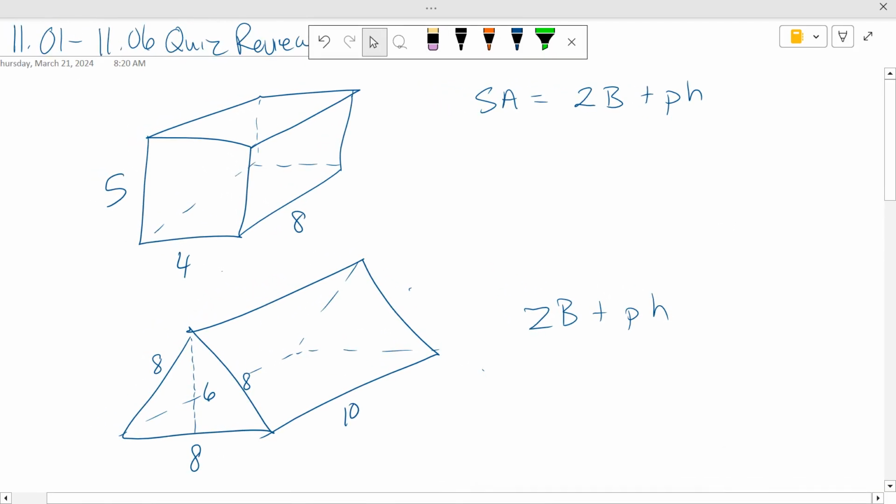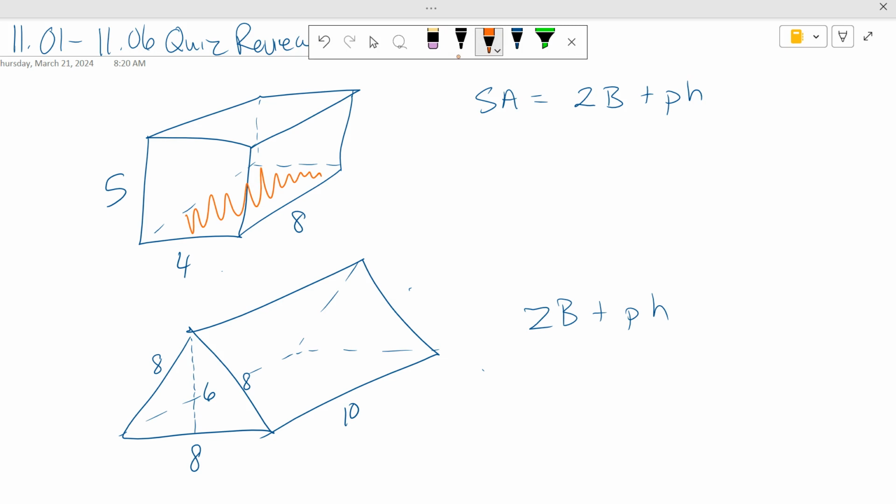All right, so what do we got going on here? The surface area is 2 times the area of the base plus perimeter of the base times the height. We just have to figure out what side we want the base as. So let's make the bottom here the base. If that's the base, how do we do this?